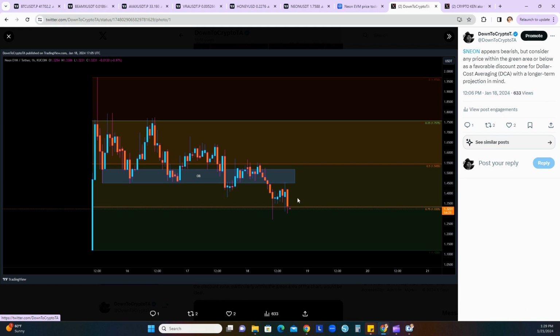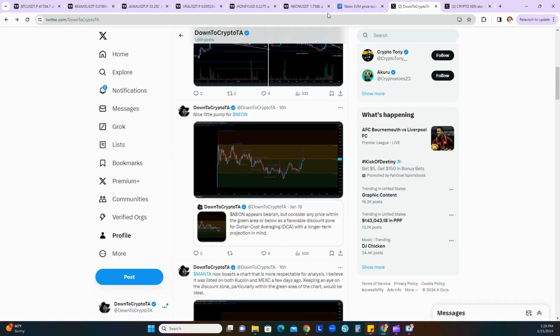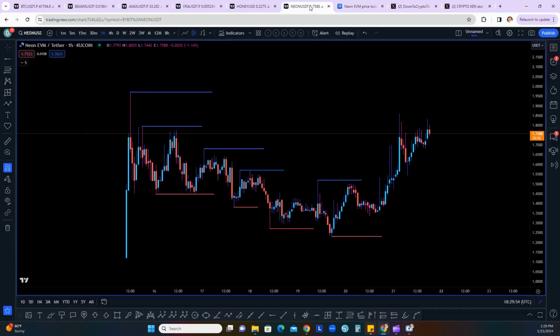So this is the chart that I posted right here, just an informational chart stating that Neon appears bearish, but consider any price within the green area or below as a favorable discount for dollar cost averaging DCA with a long-term projection in mind. Again, Neon is very, very new. And generally when something first comes into the market, you'll see these extreme moves to the upside, and then you'll see the sell-off come behind because it's overpriced, right?